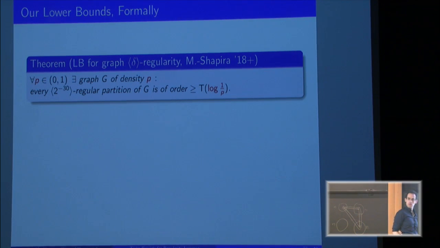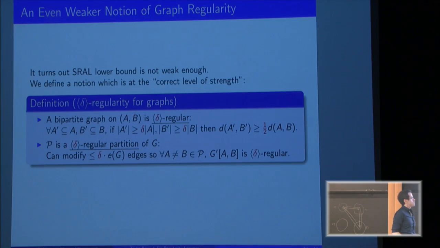No. The notion of epsilon regularity is much weaker. You just want a lower bound. It's like multiplicative. This is also not the main thing. Multiplicativity is the main issue.